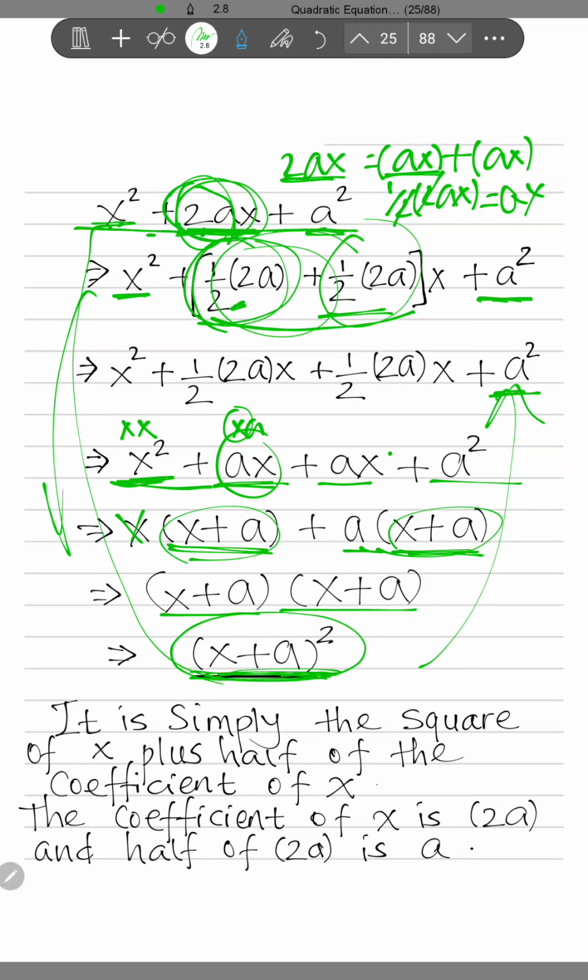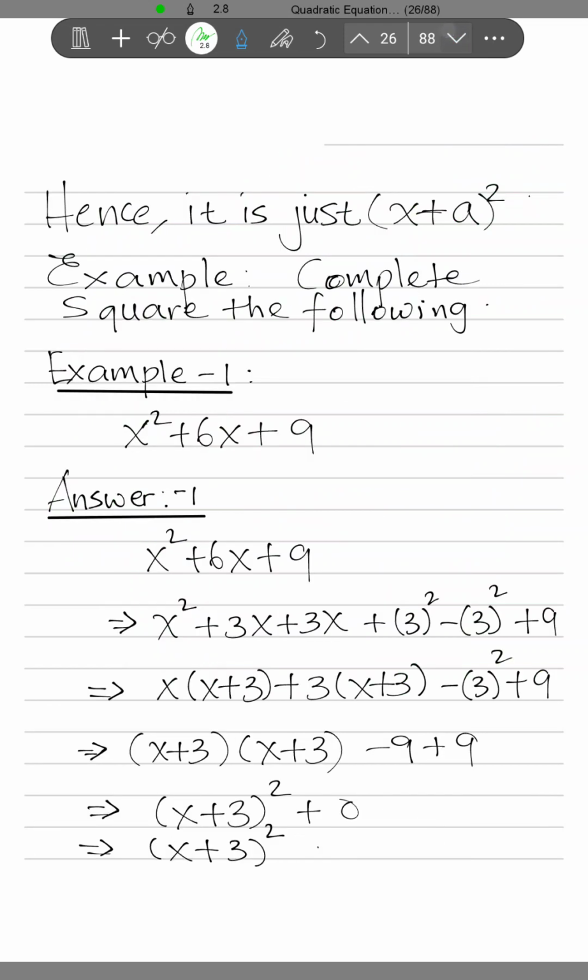2a, half of 2a is a. Then it is here x and a. Half of the coefficient of x is what we need. All right, next page. Hence, it is just x plus a the whole square.